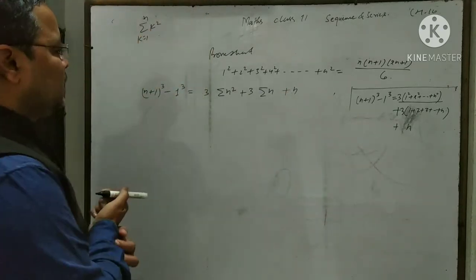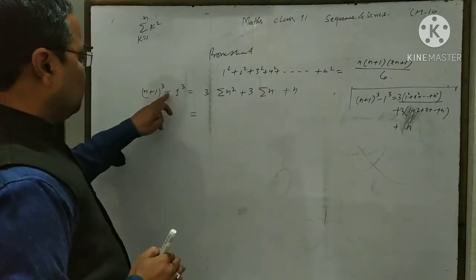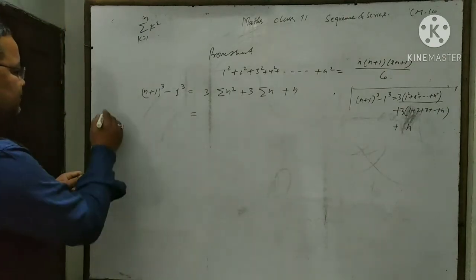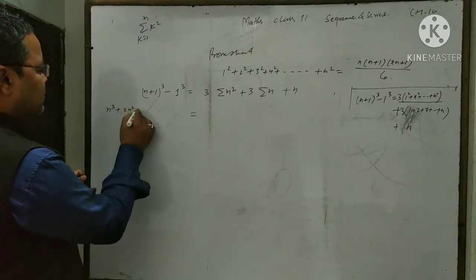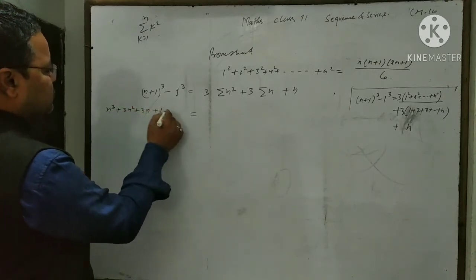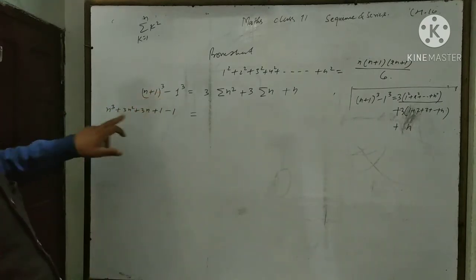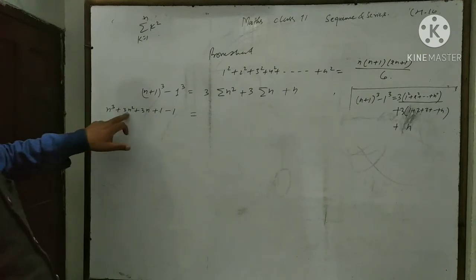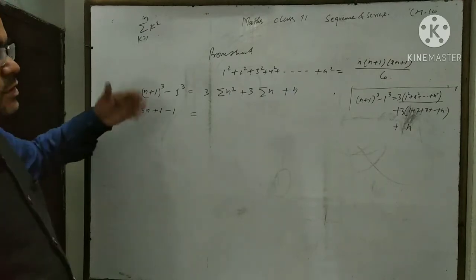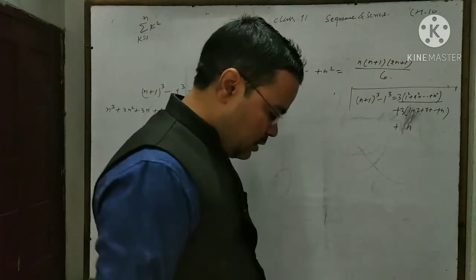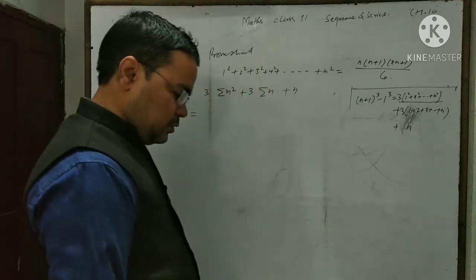Very simple. Now, we just expand this: (n+1) whole cube minus 1 cube. So it is n³ plus 3n² plus 3n plus 1 minus 1. 1 cube will be 1. This is the expansion of (n+1)³, n³ plus 3n² plus 3n plus 1, according to the binomial expansion which was explained earlier.